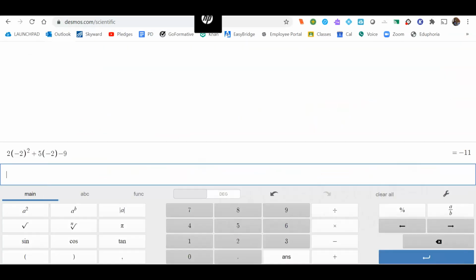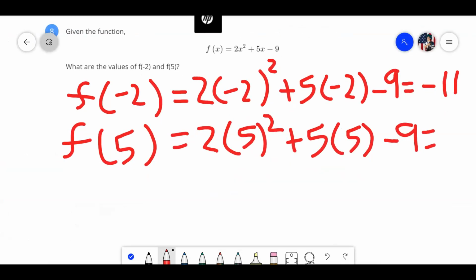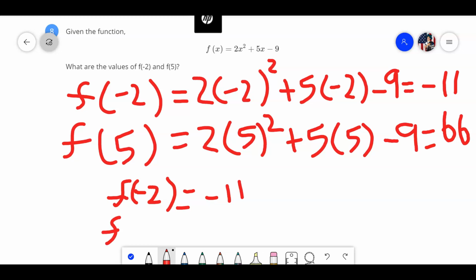So let's go back to Desmos. So we're going to do 2(5^2) + 5(5) - 9. And I got 66. All right. So going back to our work, 66. So what are the values of f of -2? So I can say f(-2) = -11. f(5) = 66.